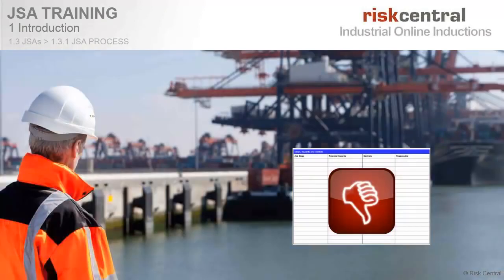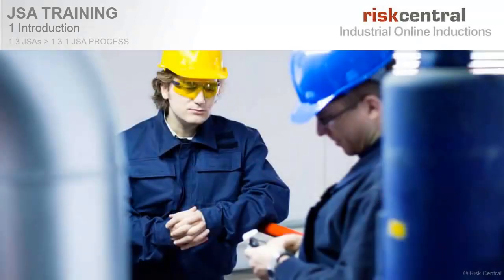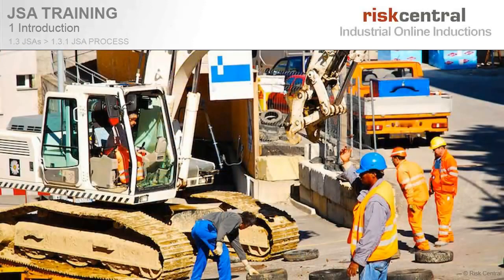However, a poor JSA may not only be ineffective in preventing injury, but can create an additional hazard, a false sense of safety. A poor JSA may give the impression that all appropriate controls have been put in place and the job is safe. Workers may relax, become less cautious, and fall into the trap of unidentified and uncontrolled hazards that are waiting for them.